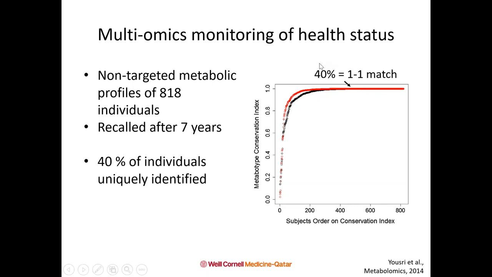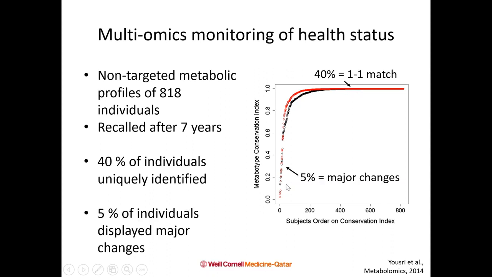And what you find is that for about 40% of the cases, if I take the correlation between the 7-year distance metabolic profiles, I would actually be able, in a one-to-one way, to identify the person who the blood came from 7 years ago. So that means that there's actually a huge stability in metabolic profiles, and only 5% would really change drastically over 7 years. And these 5%, they could not be spotted on PCAs.